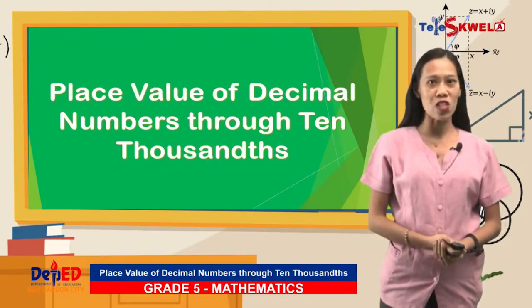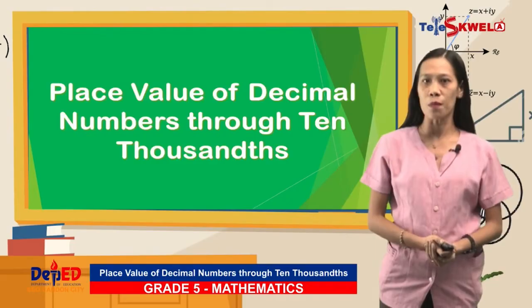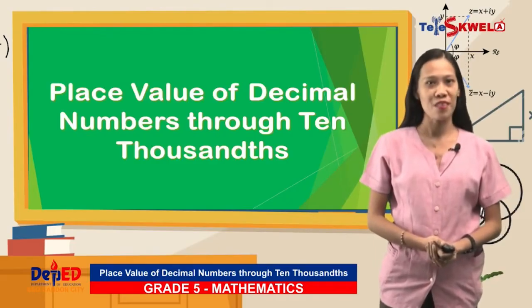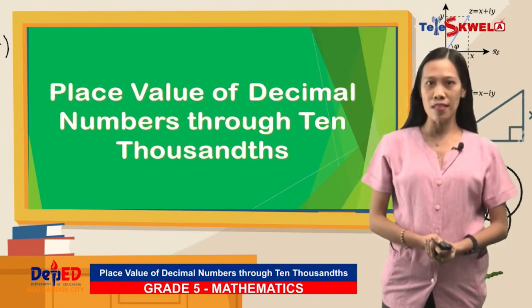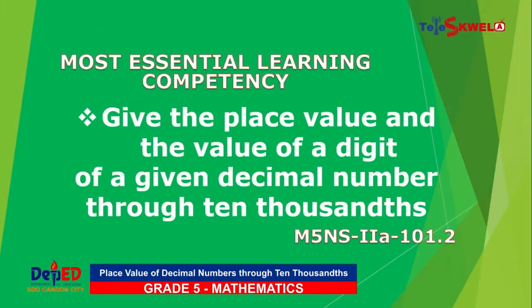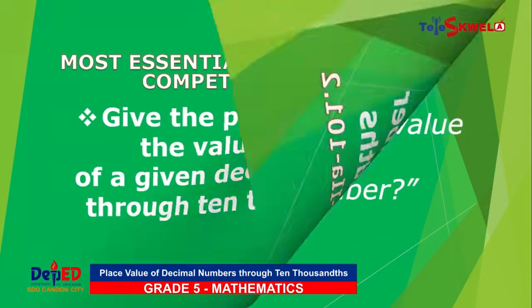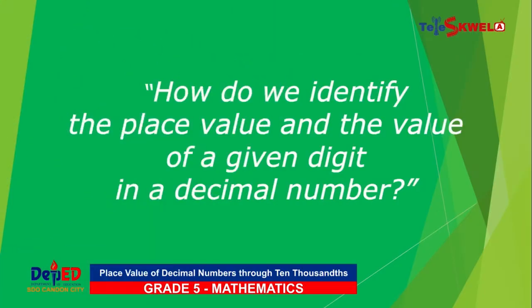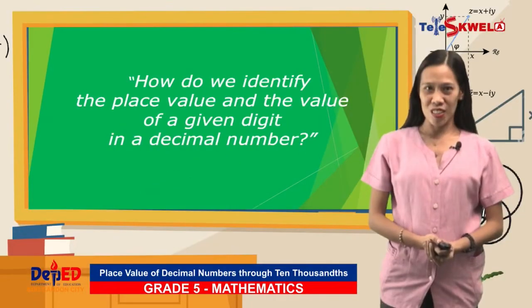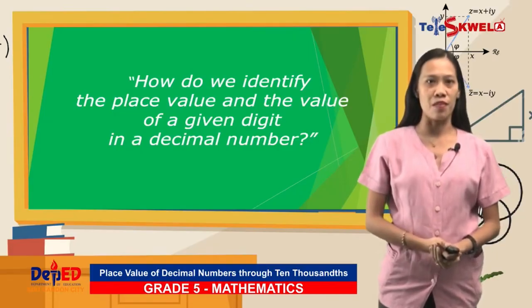Now, we are ready to talk about place value of decimal numbers through 10,000ths. In today's session, you are expected to give the place value and the value of a digit of a given decimal number through 10,000ths. But the main question that we need to answer towards the end of this session is, how do we identify the place value and the value of a given digit in a decimal number? Altogether, let's discover the answer.